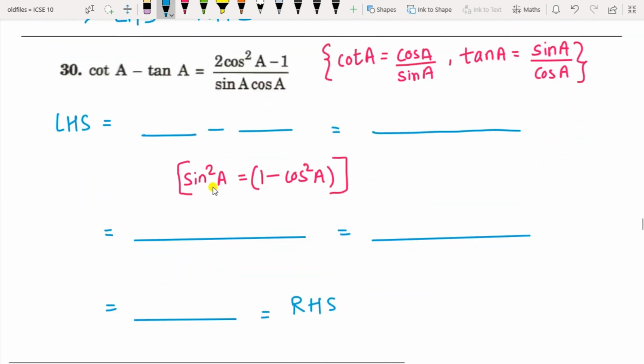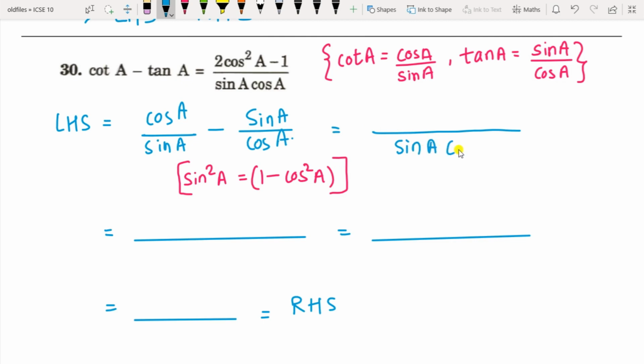So these are some lengthy prove the following questions. Question number 30 here is cot A minus tan A. So LHS will be equal to, for cot I am substituting cos A upon sin A. For tan you have to put sin A upon cos A. Okay, so take the LCM now. This will be sin A cos A, and here it will be cos square A minus sin square A.